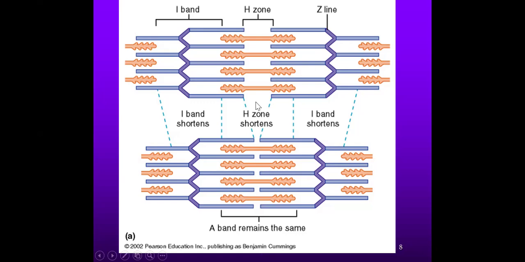So what are the changes which occur during the contraction of muscle in the sarcomere? There is shortening of the H zone. What is the H zone? The H zone is the distance between two actin filaments. We can see here, and since there is no actin here, there are no cross bridges here either.